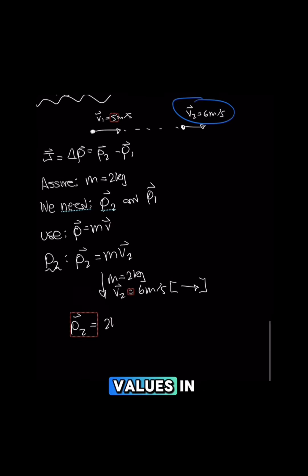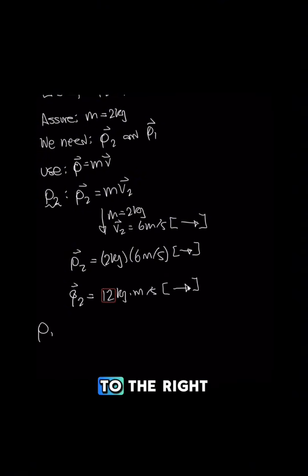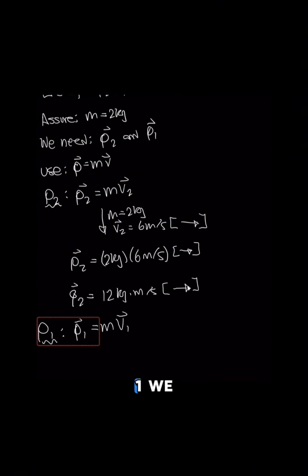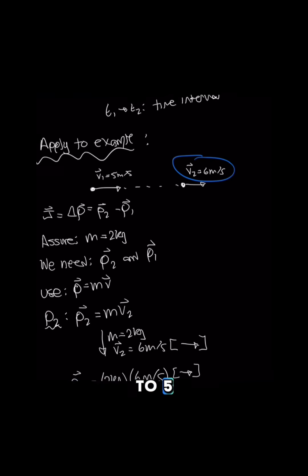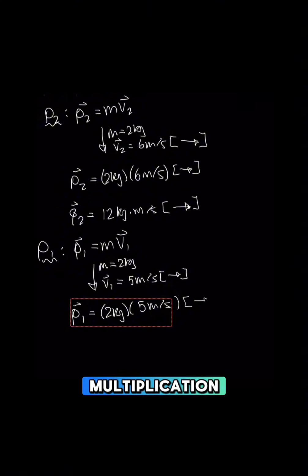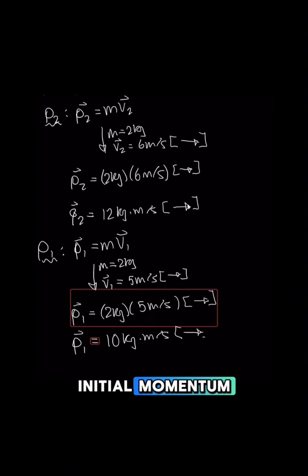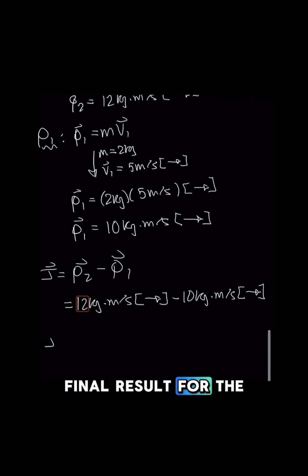If we plug both these values in, we get the momentum at point 2 equal to 12 kilograms times meters per second to the right. For the momentum at point 1, the mass is still 2 kilograms, but the initial velocity is equal to 5 meters per second to the right. We can plug both these in, and with a simple multiplication, we find the initial momentum equal to this. If we plug both these values into the equation, we can find the final result for the impulse.